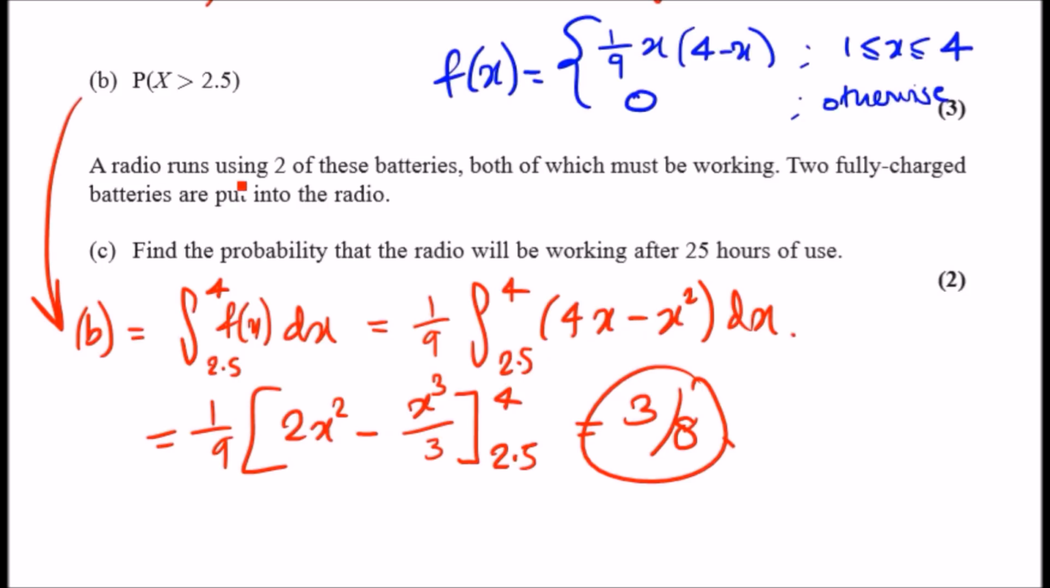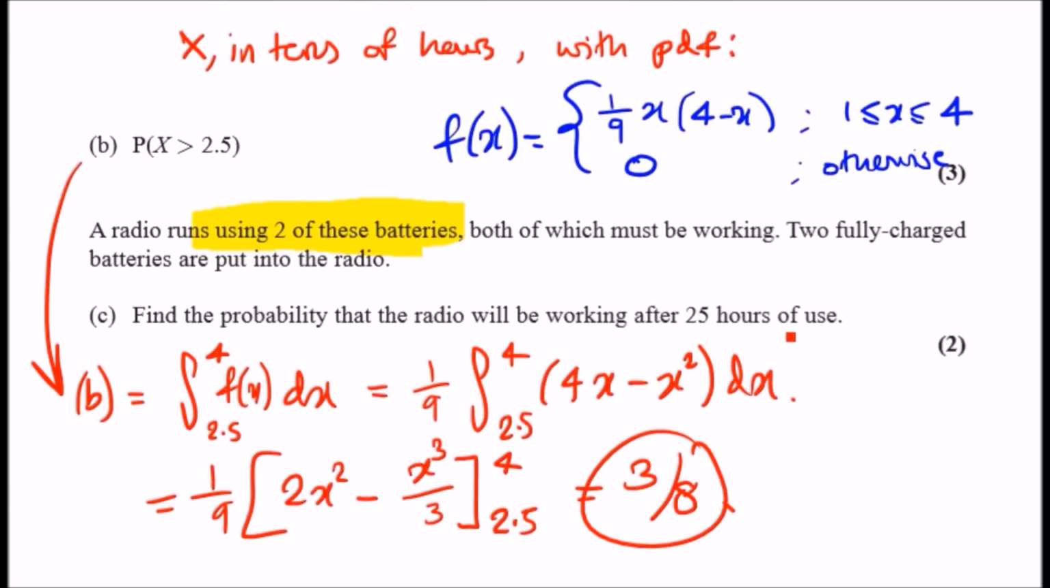So here we have a radio that runs using 2 of these batteries. Okay, so let's just keep that in mind. If they're using 2 batteries, it looks like we need to use 2 different probabilities, maybe. So both of which must be working. 2 fully charged batteries are put into the radio. So part C, find the probability that the radio will be working after 25 hours use. So one thing to know here, when they say 25 hours use, recall that the random variable x is measured in tens of hours. So this probability for part B, x greater than 2.5, that's measured in tens, so in reality, this is 25 hours.